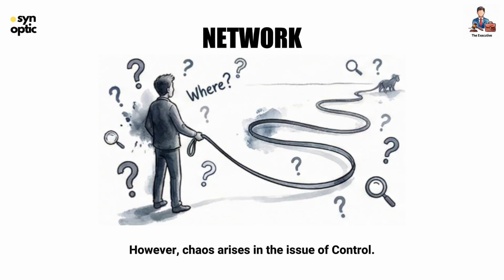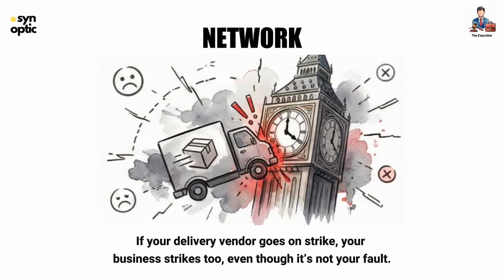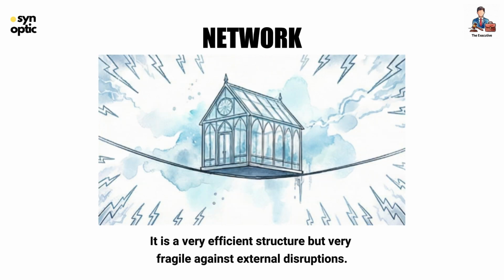However, chaos arises in the issue of control. Because so much work is done by outsiders, you often lack 100% control over quality or company secrets. If your delivery vendor goes on strike, your business strikes too, even though it's not your fault. Your POV as a spectator, this structure makes you feel more like a giant project coordinator than a traditional office employee. It's a very efficient structure, but very fragile against external disruptions.